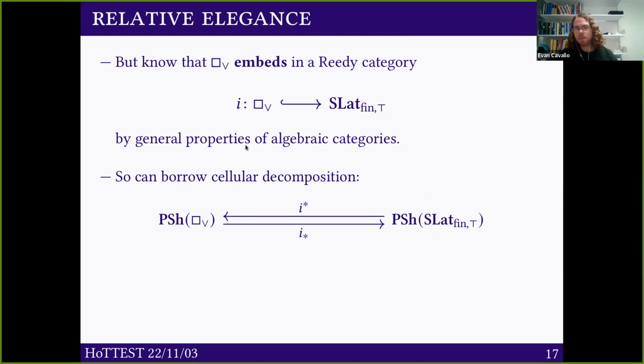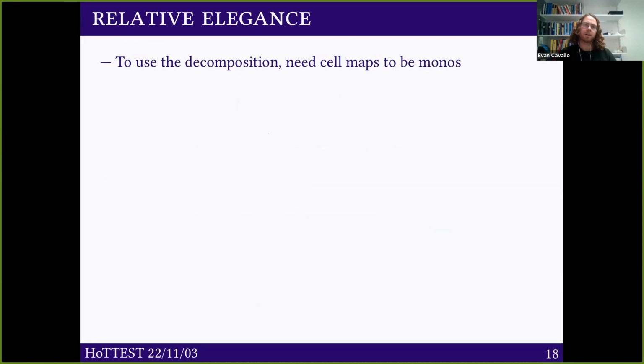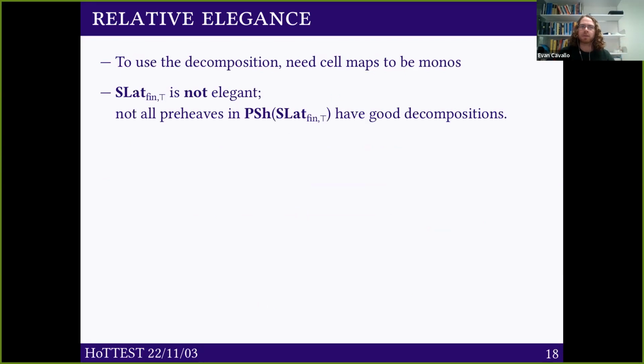So this embedding induces, in particular, an adjoint pair. So if we start with a presheaf over the cube category, we can turn it into a presheaf over the larger category, break it down there, and then map it back. And this I upper star preserves colimits, so we do get a description of X as a colimit of some things. Okay, but to use this decomposition the way we wanted to, we need this kind of nice situation where the colimits are homotopy colimits, so we want those cell maps to be monomorphisms.